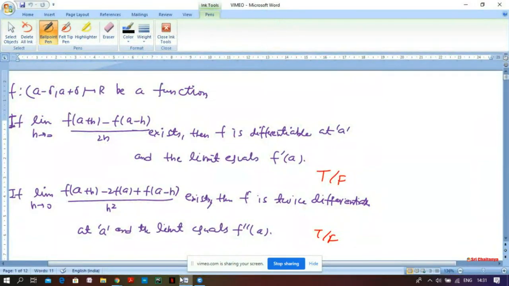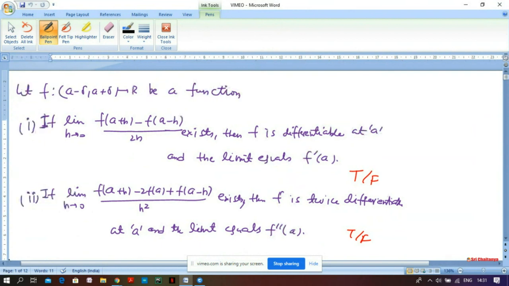So let me now ask you this really challenging question. It is given that f is a function from, say, (a minus delta, a plus delta) to R, and it is given that the limit as h tends to 0 of (f of a plus h minus f of a minus h) upon 2h exists. Then f is differentiable at a, and the limit also equals f prime of a, true or false. Means, let me elaborate the question.